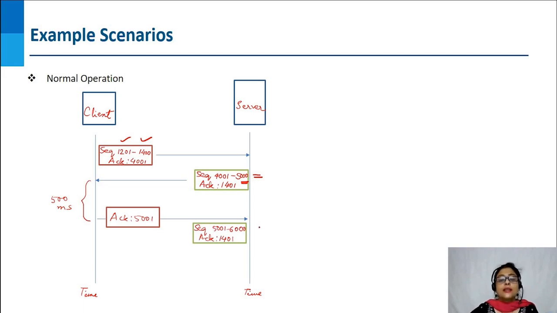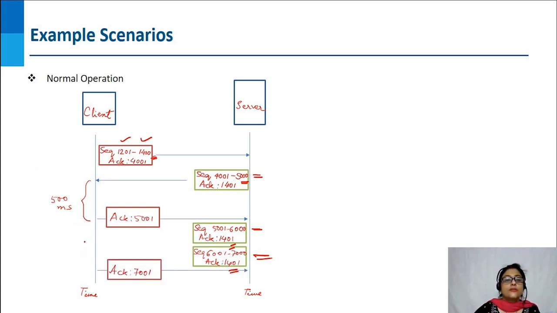The server again then sends the next chunk of data bytes, like 5001 to 6000, with the acknowledgement 1401. This 1401 means it has already acknowledged the data segment up to 1400 from the client. Again, it can send sequence numbers from 6001 to 7000 with the acknowledgement again 1401.